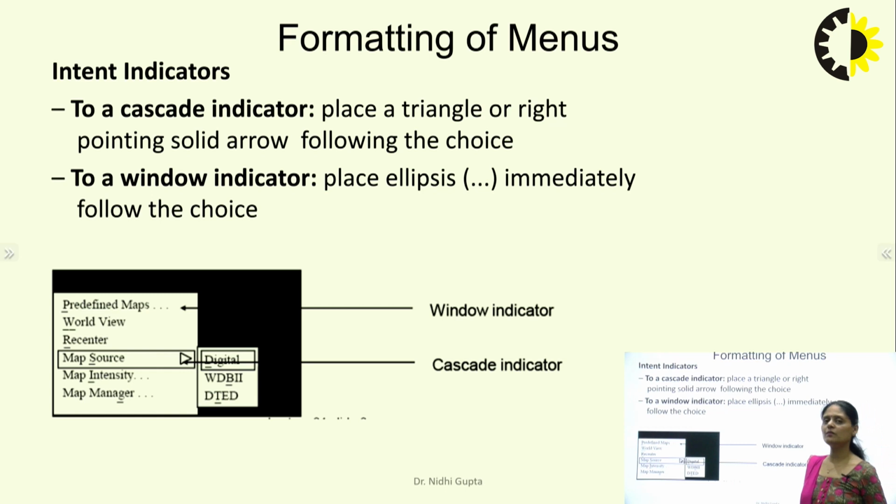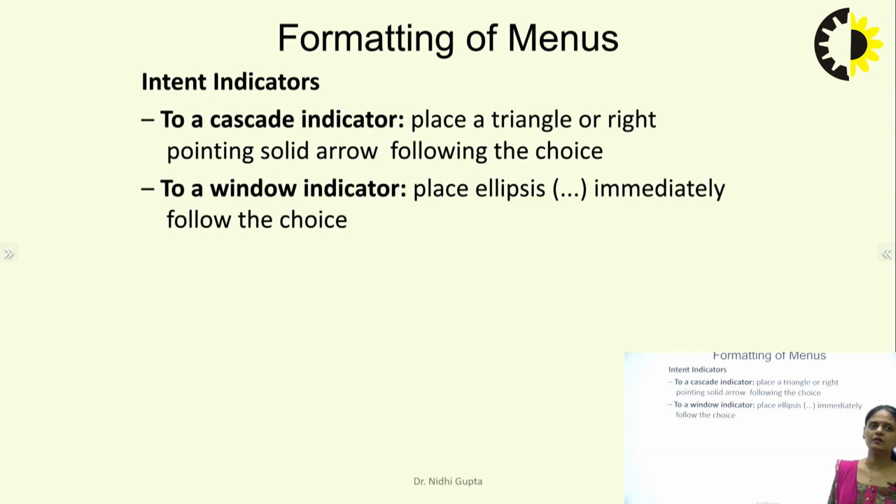Similarly, predefined maps, as we can see, three dotted lines over here, map intensity, three dotted lines. It is indicating that a window indicator is there, that another window will appear when we click on this. So it is not ending over here. So these kinds of intent indicators are required whenever we go for placing or designing any menus.